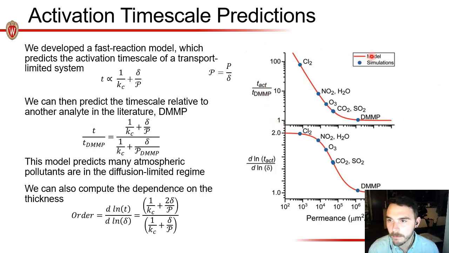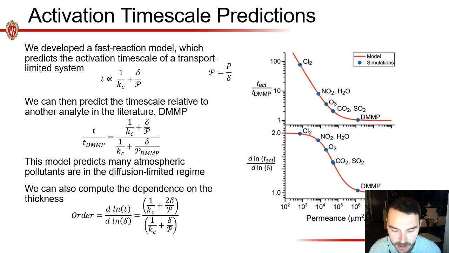We have our model shown here in the master curve in the red, and then we have points in the blue, which are where our analytes fall on that curve. So the model predicts many of these atmospheric pollutants are actually along this regime right here, where the activation time is strongly dependent on the permeance.